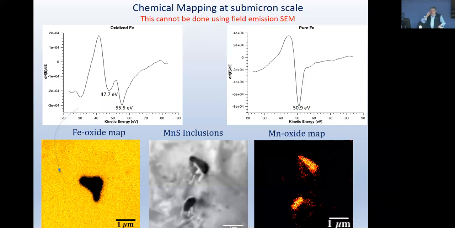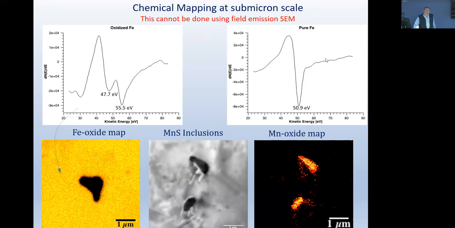So I'm going to give you another example. This is very unique to OHJ. We can do chemical mapping, not just elemental mapping, but chemical mapping. You can see here, this is a clean iron. This is a profile of one of the OHJ transitions at around 51 eV kinetic energy. But if the iron is oxidized, its profile is different. The one looks like on the left.